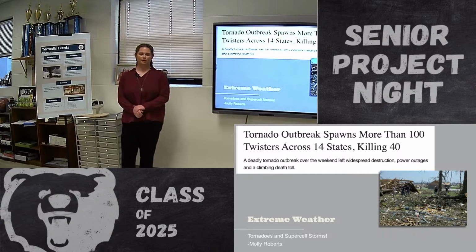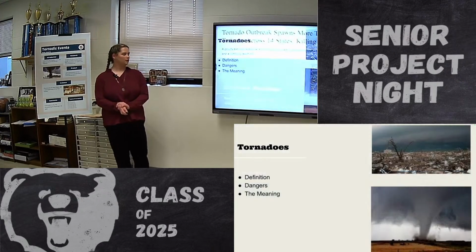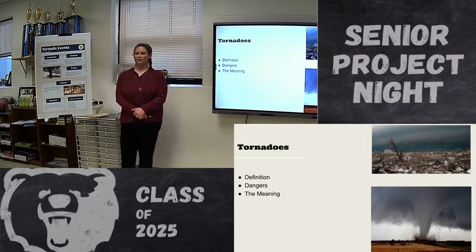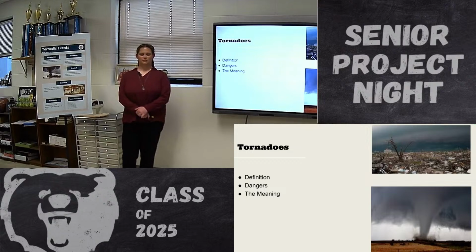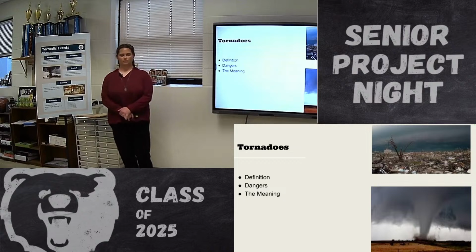Tornadoes form. So the definition of a tornado is that tornadoes form from a rotation in a funnel cloud from a supercell storm. And there has to be enough instability in the air and in the storm for it to collide from the warm and cold air. There has to be enough moist air, warm and cold, and just enough instability in the air for everything to rotate.